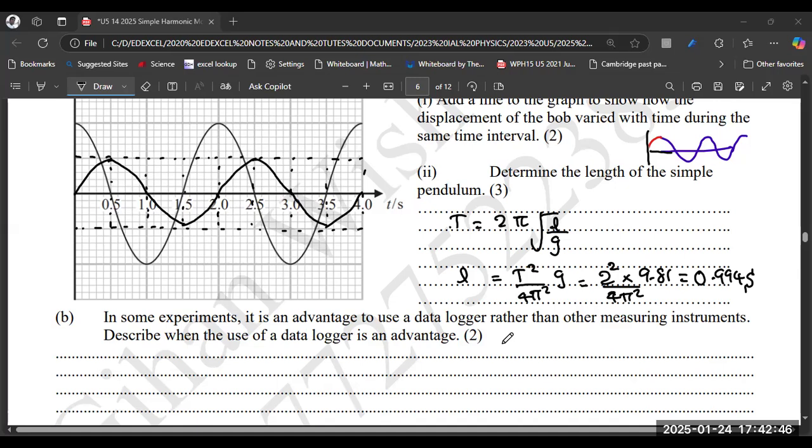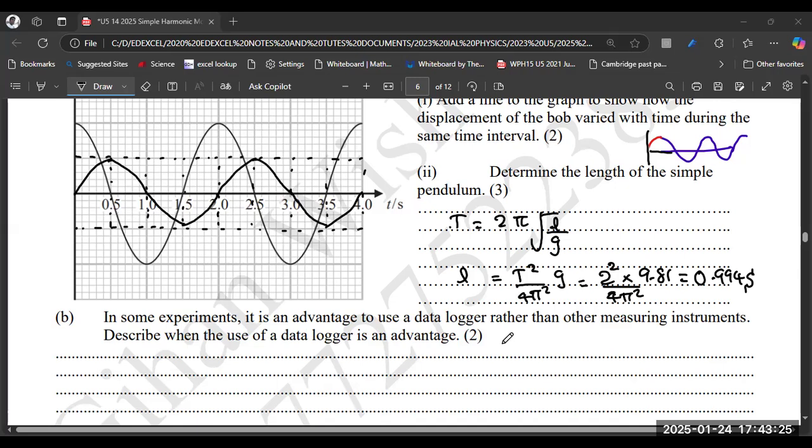So how are we going to tell that to get marks then? Data loggers connected to sensors can take simultaneous readings without human reaction time. Now, I'm not telling the answer to this one, I'm telling some advantages commonly. The second one is that data loggers connected to sensors can take many readings in a small time interval. In a short time interval, many readings can be taken. That means high sampling rate.